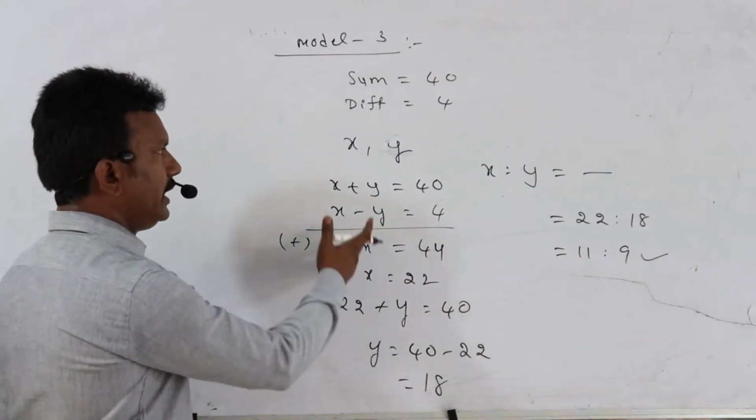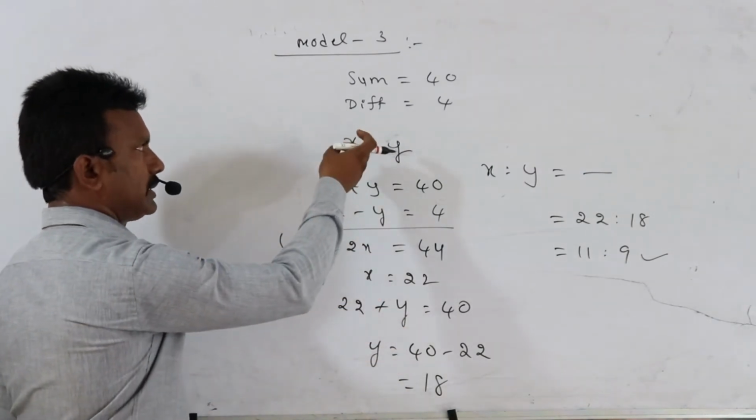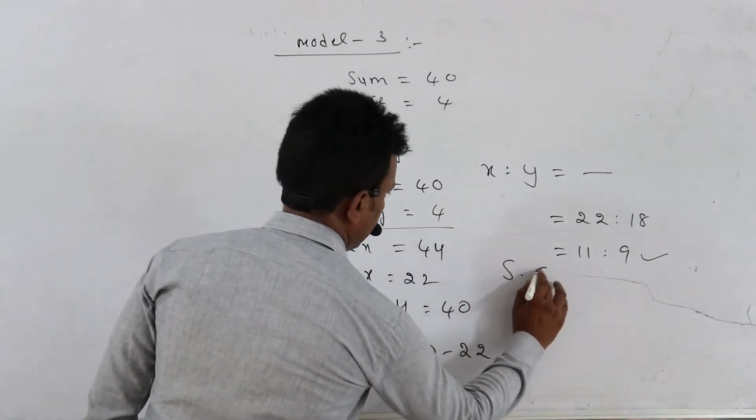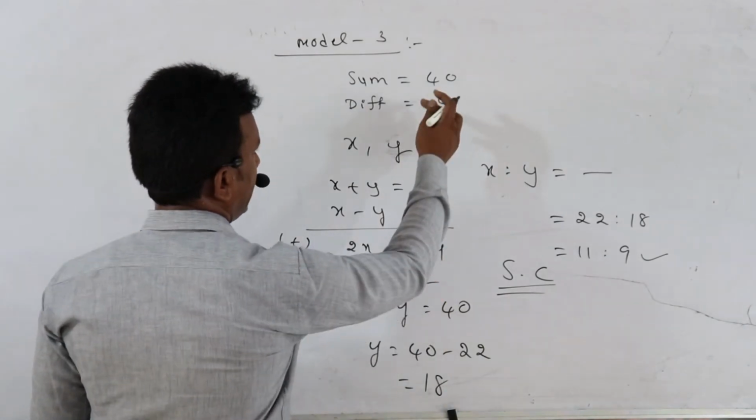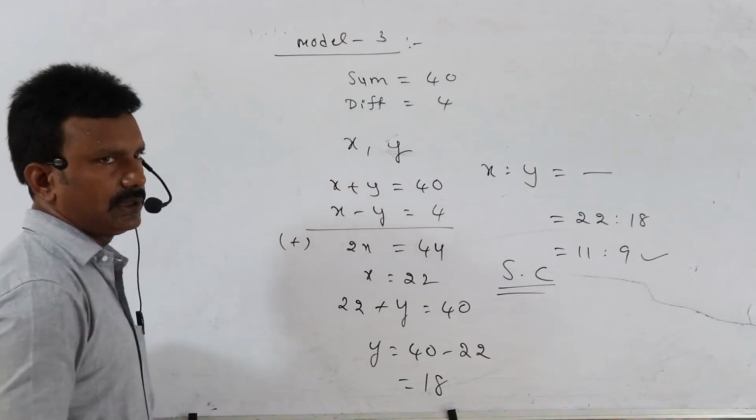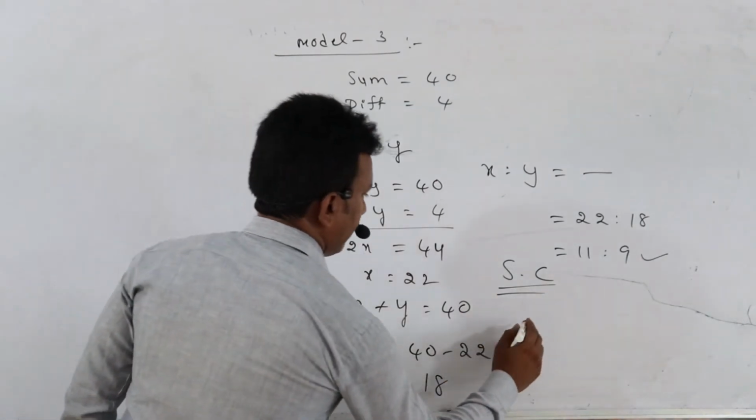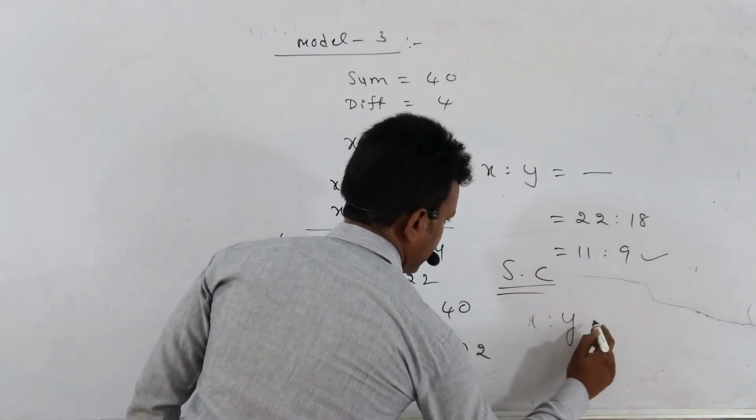So this is a lengthy procedure, but in our short period we follow a shortcut method, that is an easy method. In the case of the sum of two numbers and the difference of two numbers, we follow the simple shortcut. Our numbers may be x and y. We just find the ratio x is to y.